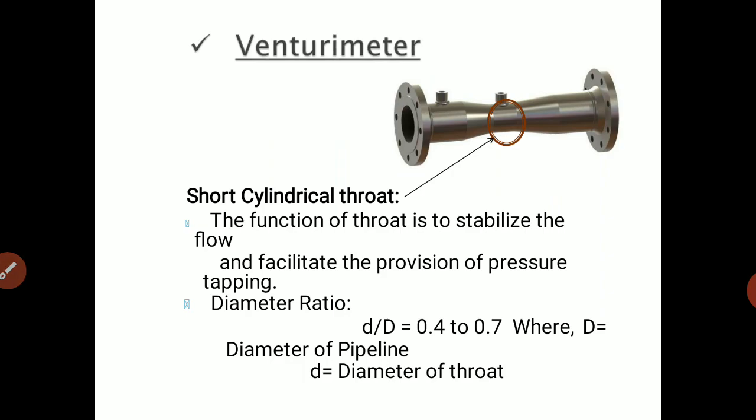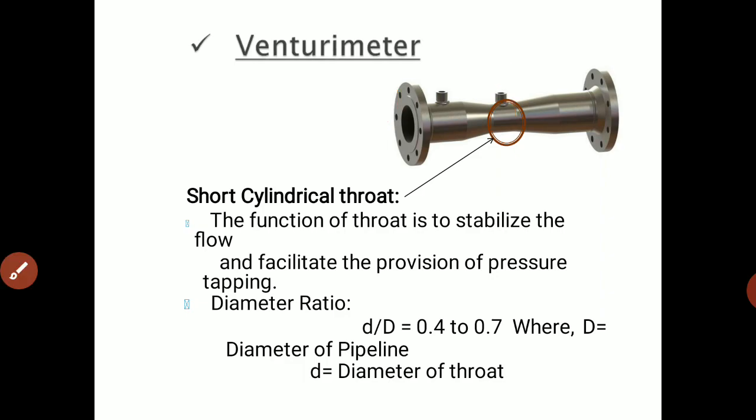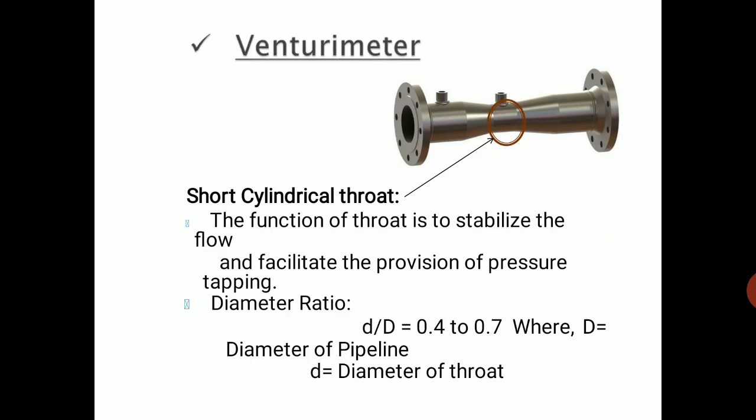The diameter ratio, small d divided by capital D, is equal to 0.4 to 0.7. Capital D is the diameter of the pipeline and small d is the diameter of the throat. This type of question will be asked in the MCQ, so just remember.